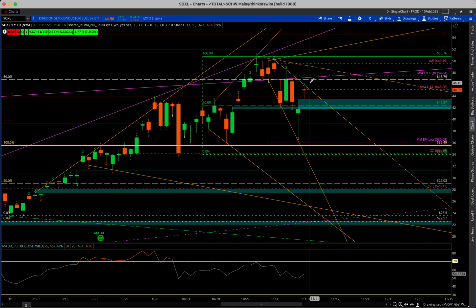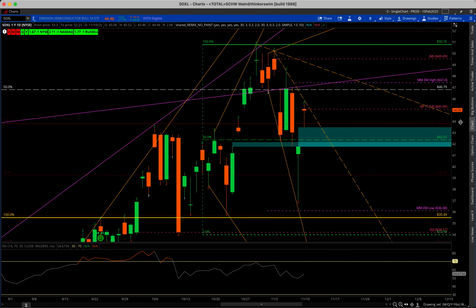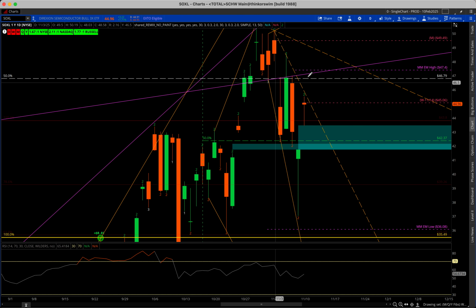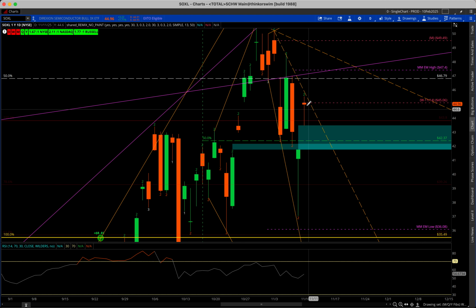We may need a gap up to get over that level, but if we do, we're looking at 46.79, which is last year's 50%. We're looking at the market maker's expected move high up here. We're looking at a weekly broadening formation, this purple solid line that's going diagonally through here. So we've still got a lot of resistance here, even if we break through this initial daily downtrend line, right?